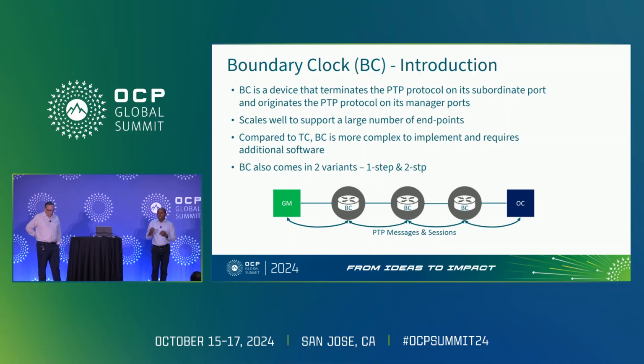And sure, there is a bit of additional complexity with BC compared to TC, but it gives you higher accuracy, it can scale better because all the endpoints are not directly having sessions with the grandmaster. So, this is the recommended model for service provider networks, where you need a higher accuracy, class B, class C, all that kind of stuff, right.